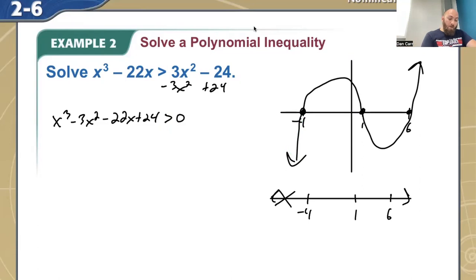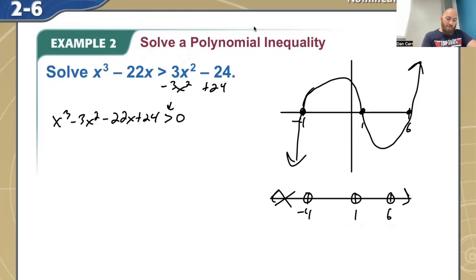And I just remembered, last time I put my zeros on there as closed circles. I'm not going to do that this time because it's greater than 0. I'm going to use open circles on all of those: -4, 1, and 6. Because if I plug these three numbers in here, we're going to get 0 greater than 0. And that's not true. So that's why we need to make sure that we're putting open circles there.